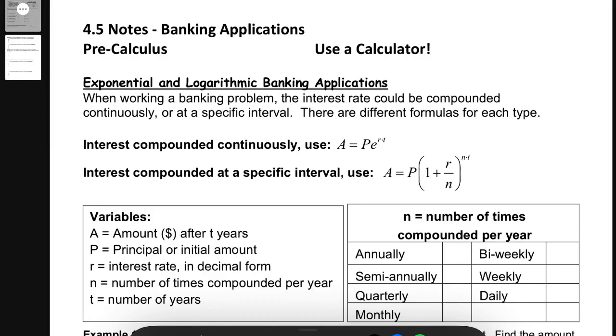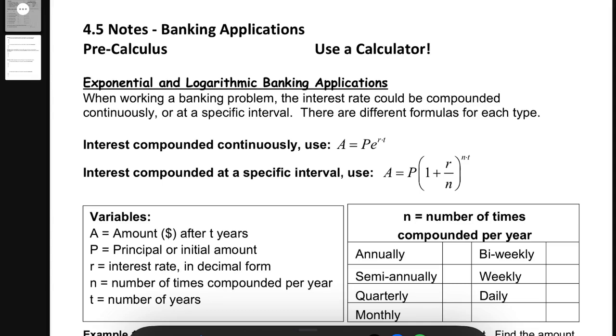Hey y'all, welcome to 4.5. This is banking applications of the log and exponential functions that we've been studying. This is more exponential than log in terms of the way it's started.